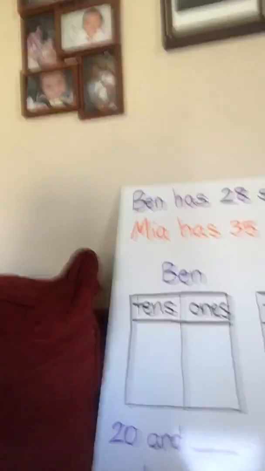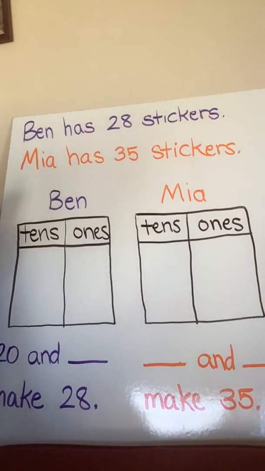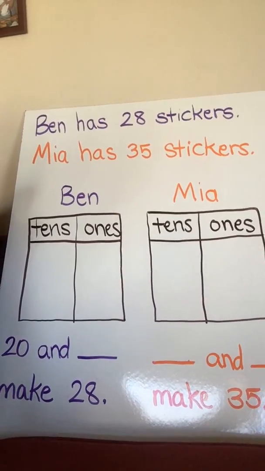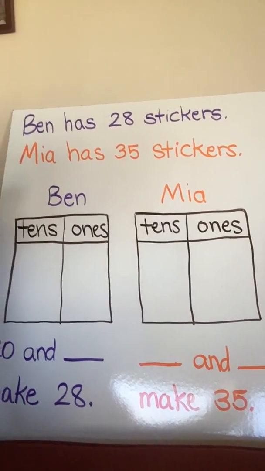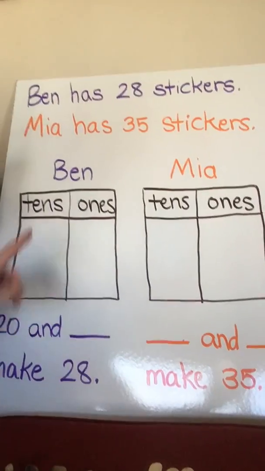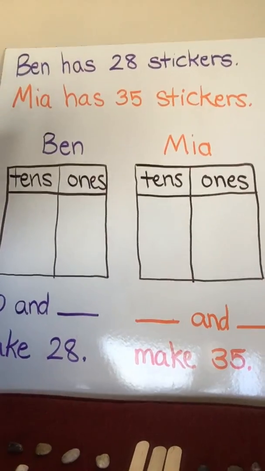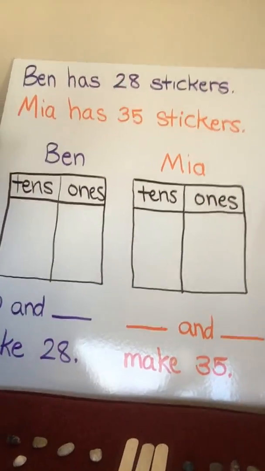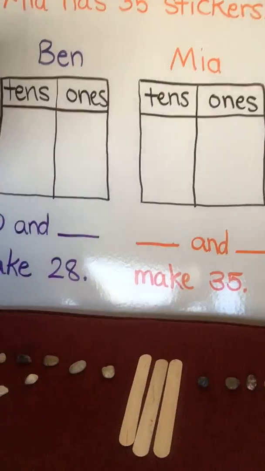Okay, I set up a problem for us to do as practice. It says Ben has 28 stickers. Mia has 35 stickers. We're going to be using the place value charts with tens and ones to show the value that each of them has in their stickers. And then we're going to be filling in the blanks on the sentences at the bottom.